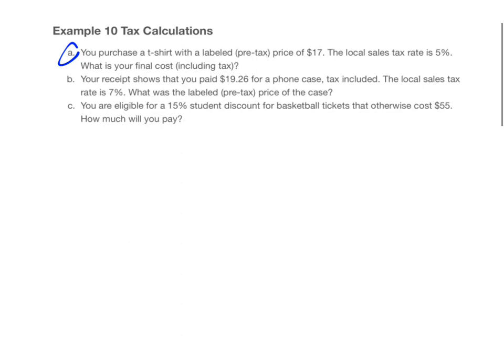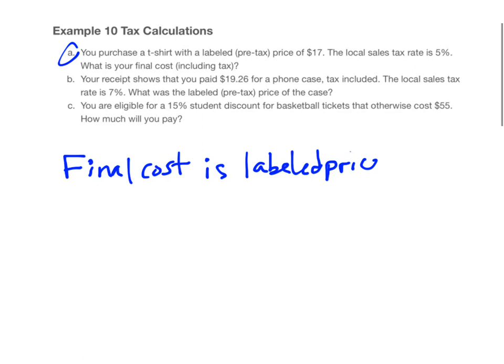So we're trying to find the final cost, including tax. So the final cost, well, what is that? Well, that's like the sticker price, the labeled price, plus the tax. And then we can start filling in symbols and numbers here. All right, so the final cost is unknown. So I'll call that F for final cost. Maybe you like X or something like that. Or you can write final cost if you just prefer to have it written out in words.